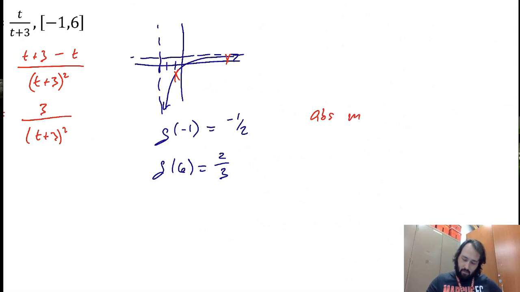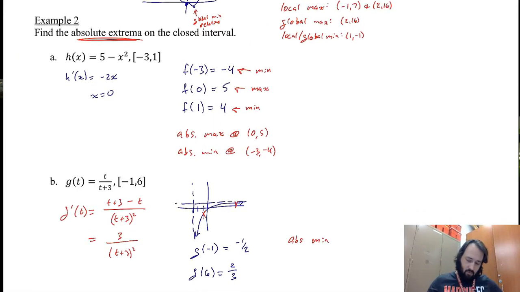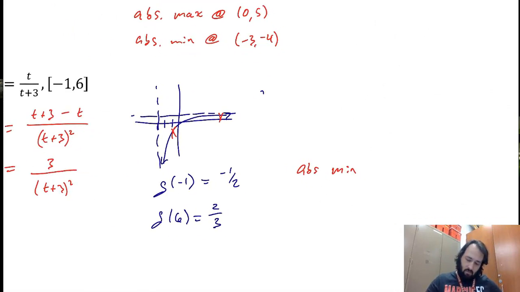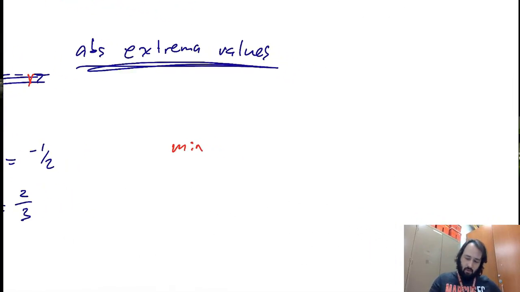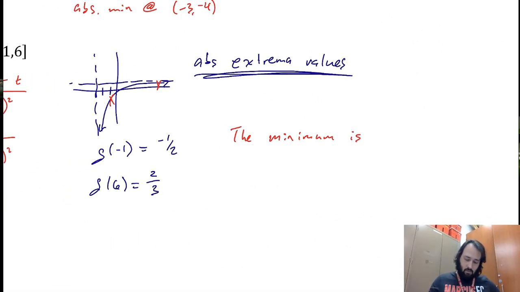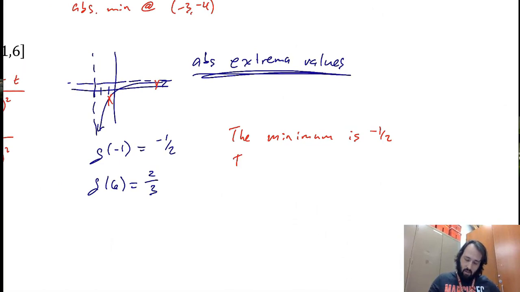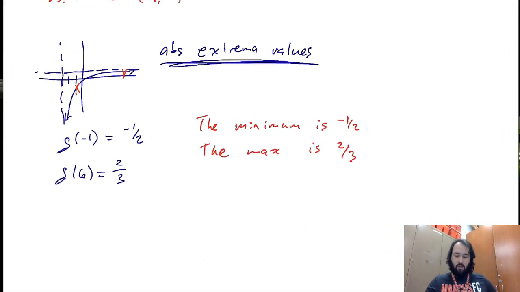So absolute min. Here, let's say if we were doing the value, absolute extrema value. So in this case, if it's just asking for the absolute extrema values, all I'm going to be putting is that there is a minimum of negative 1/2. The max is 2/3, right?